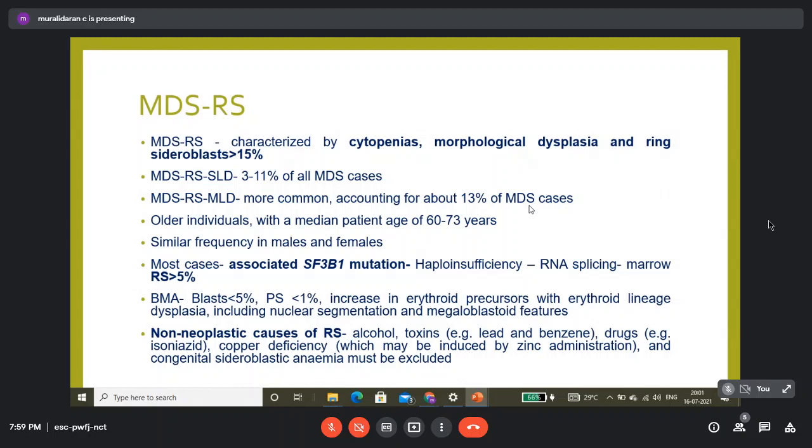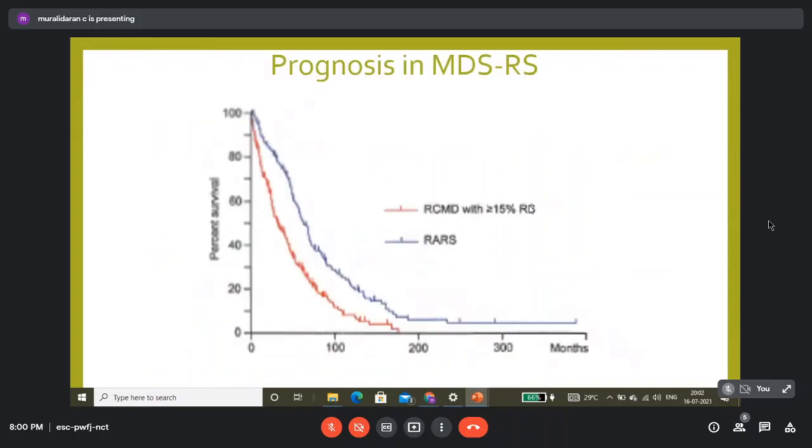Before diagnosing this case, we should also exclude non-neoplastic causes of ring sideroblasts, which include alcohol, toxins, certain drugs like INH, and copper deficiency. In a young patient, we should also exclude the possibility of congenital sideroblastic anemia. And we know that the prognosis of MDS-RS patients is good compared to multilineage dysplasia. So they have a very good prognosis.